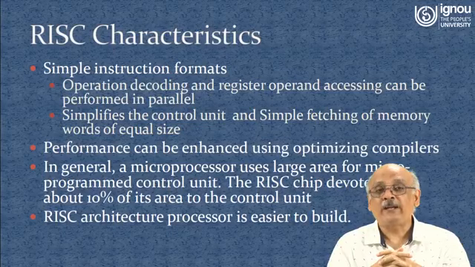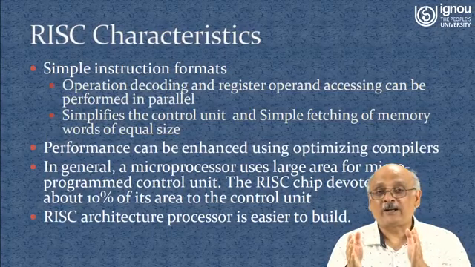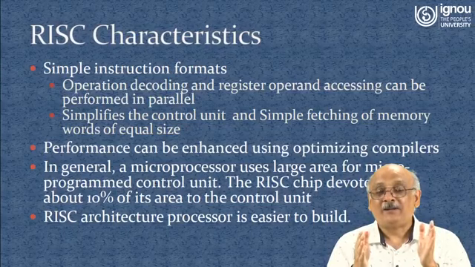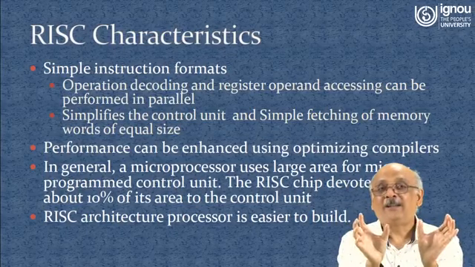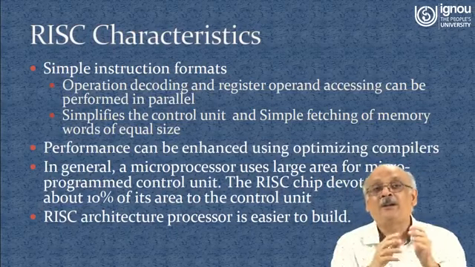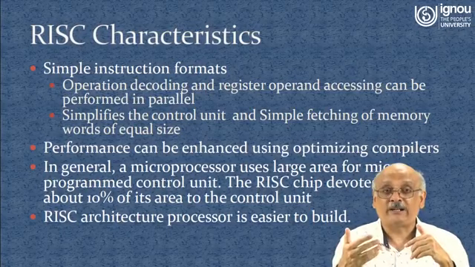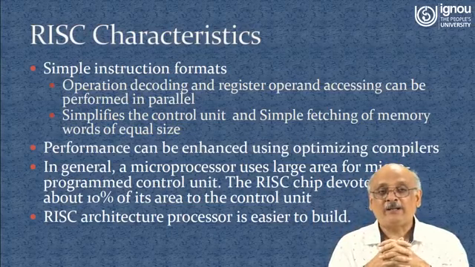So operation decoding and register operand accessing can be performed in parallel. That is a very important situation. Why? Because if two steps can be performed in parallel, then we are moving to a pipeline domain, or a multiprocessor domain, which is much more efficient than a uniprocessor domain where everything is done in a sequential manner. Performance can also be enhanced by using optimizing compilers. This is what we have already stated.